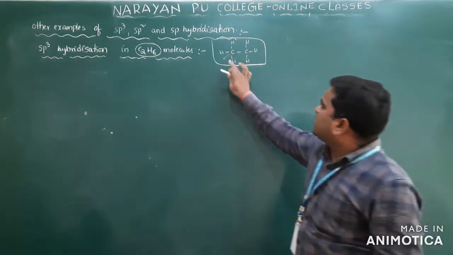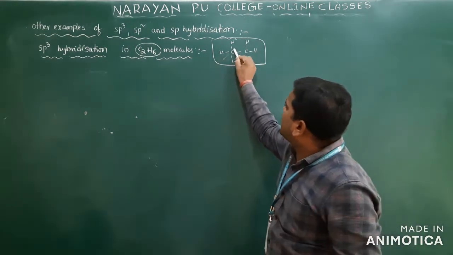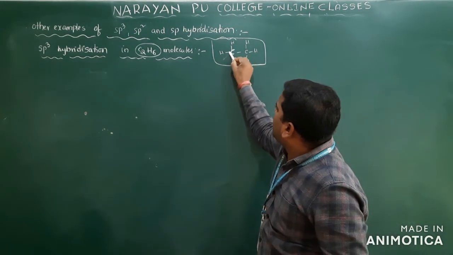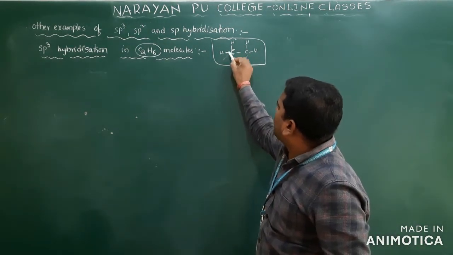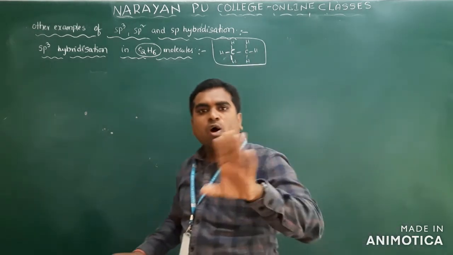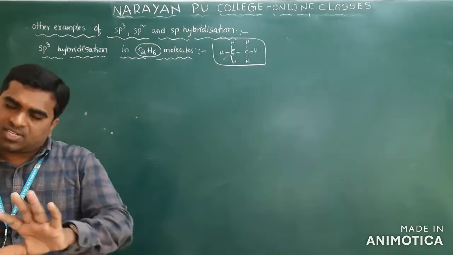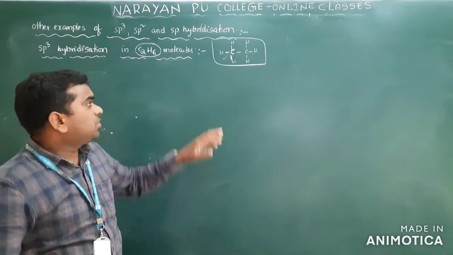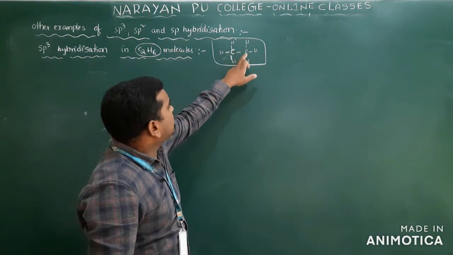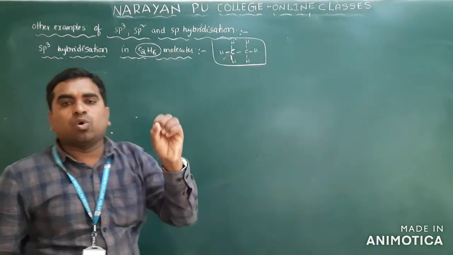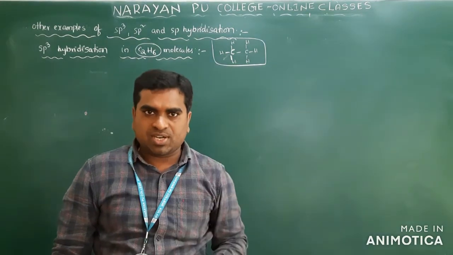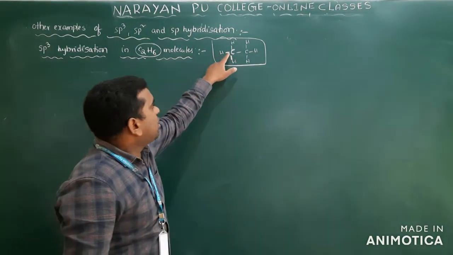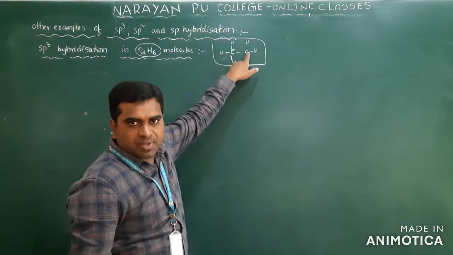Clear? So here just assume carbon is there. How many bonds is carbon forming over here? 4 bonds. 4 bonds, all single bonds, means it is sp3 hybridization. That is also one simple trick, and later we will discuss all this. So each carbon atom undergoes sp3 hybridization. This carbon is sp3 and this carbon is also sp3.